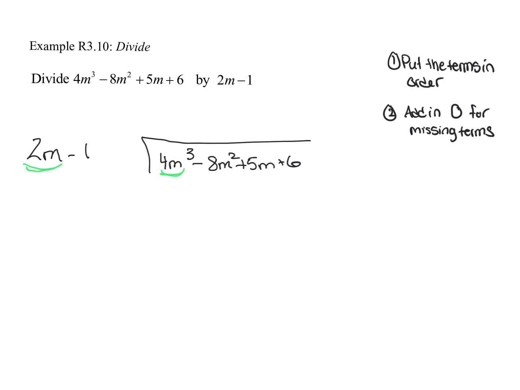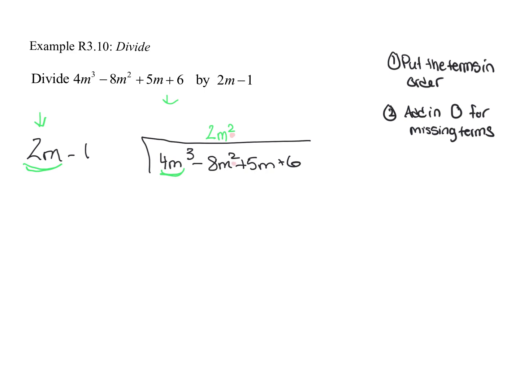And I'm going to ask the question, what do I need to multiply this one by to get to this one? So the answer to that question is to make a 2 become a 4, you need to multiply by a 2. And to make an m become an m cubed, you need an m squared. So I go above my m squareds, and I need a 2m squared because the square and the square right here should be in the same place.